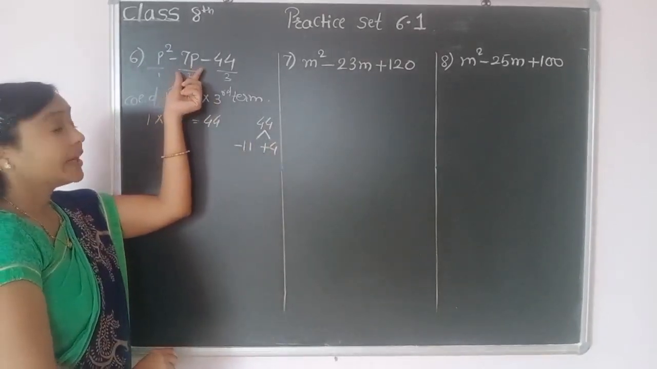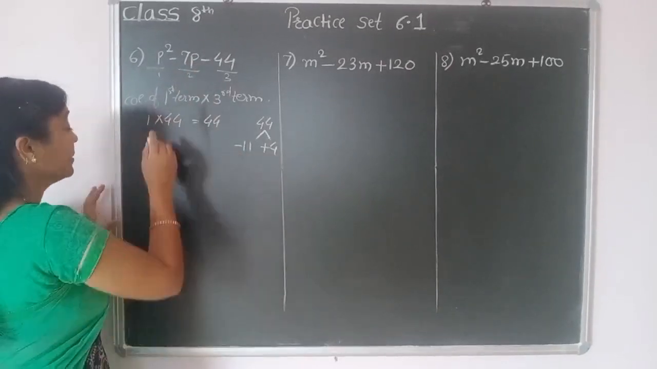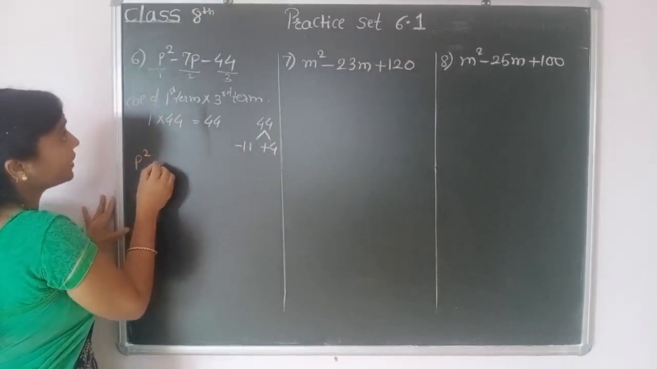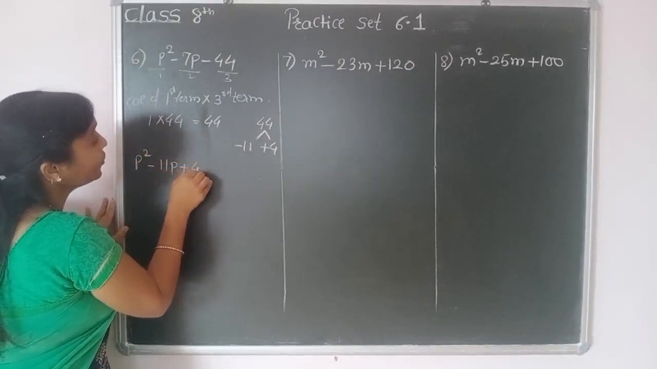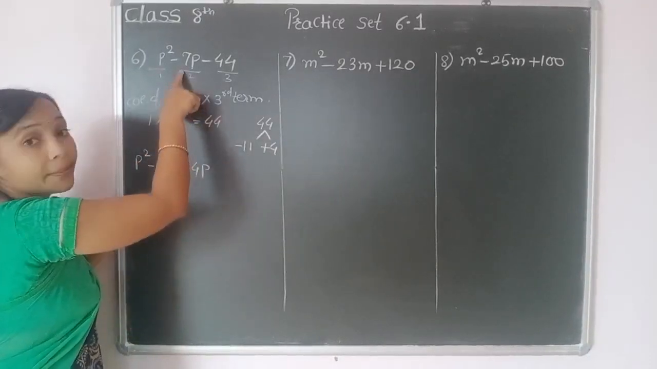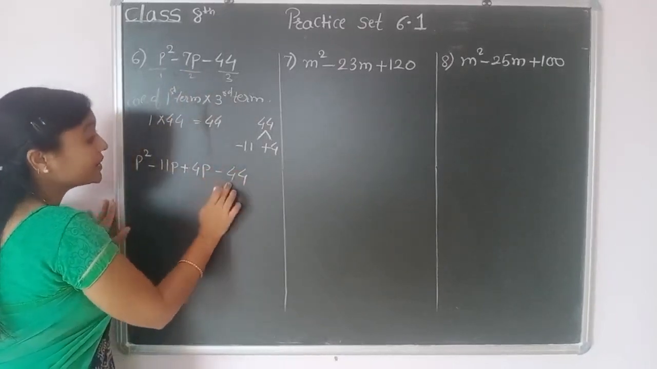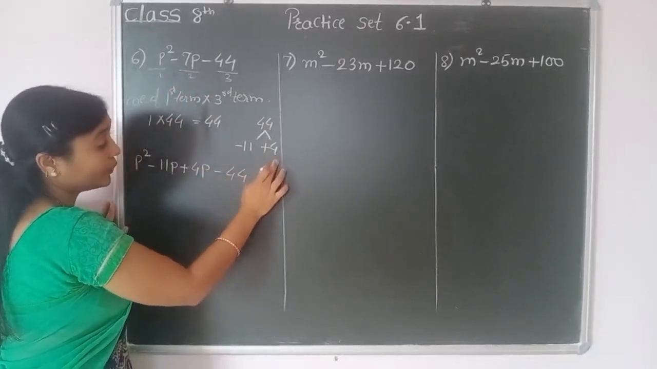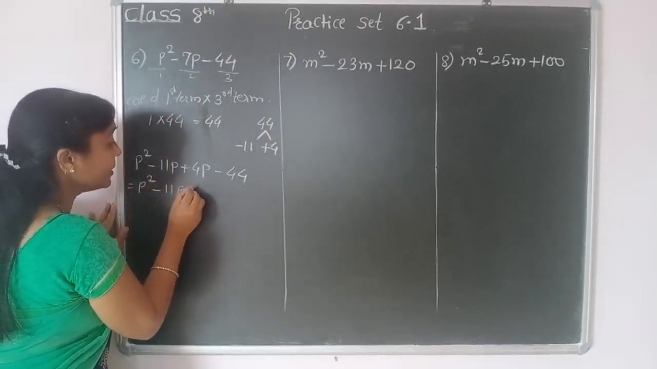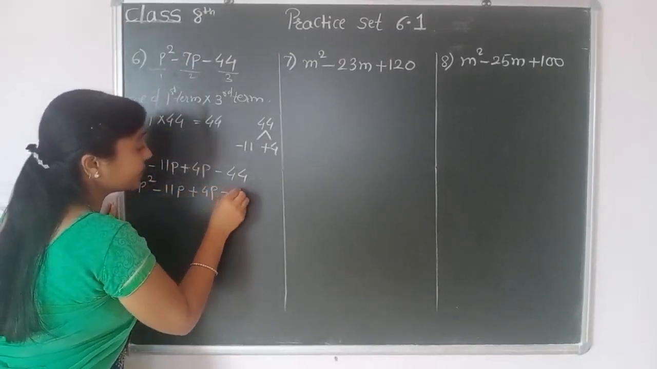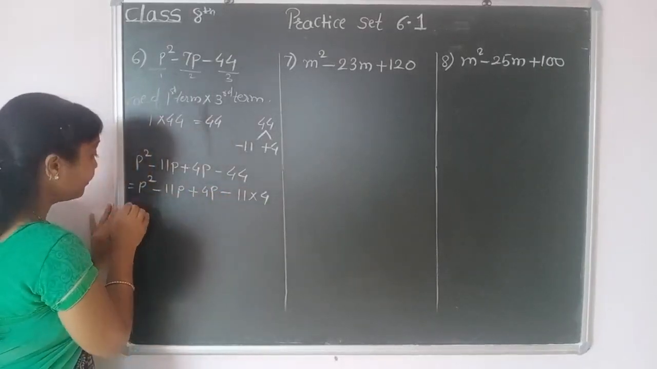So then we write down the middle term in the form of these factors. P square minus 11p plus 4p. Answer of this is minus 7p. Minus 44. You can split this term also 11 into 44. Then p square minus 11p plus 4p minus 11 into 4. We can write down also.